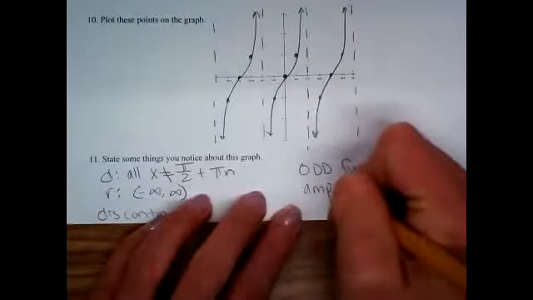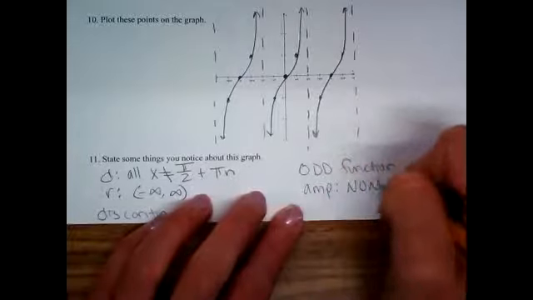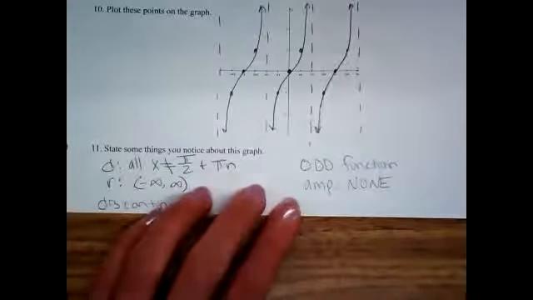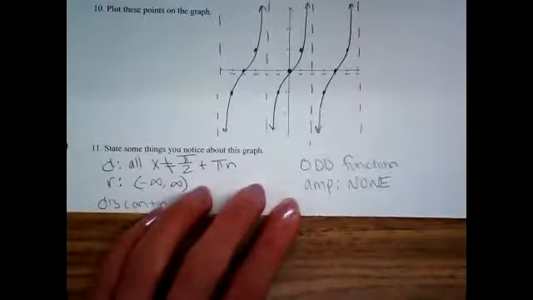The amplitude, just like with secant and cosecant, is none. So it's another automatic answer. It's like a gimme answer, but you have to remember it. An amplitude is only for a wave. So only sine and cosine have them.